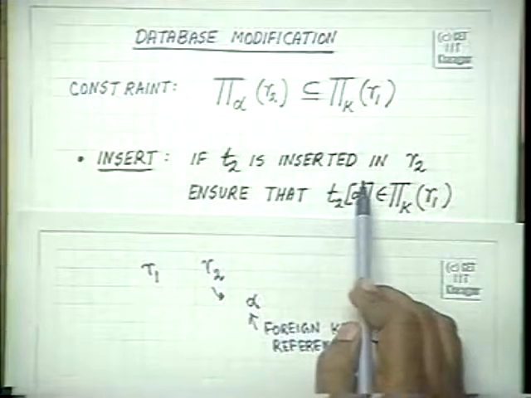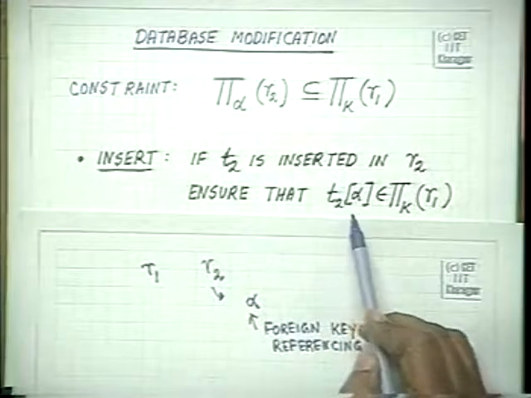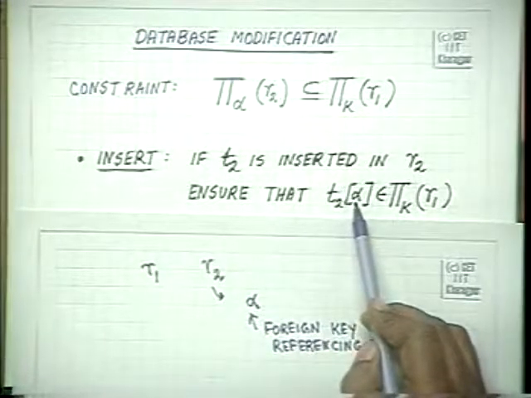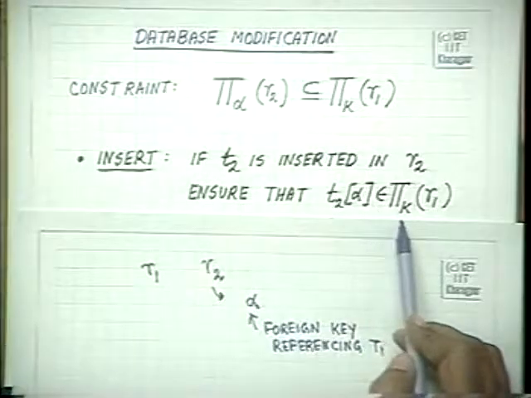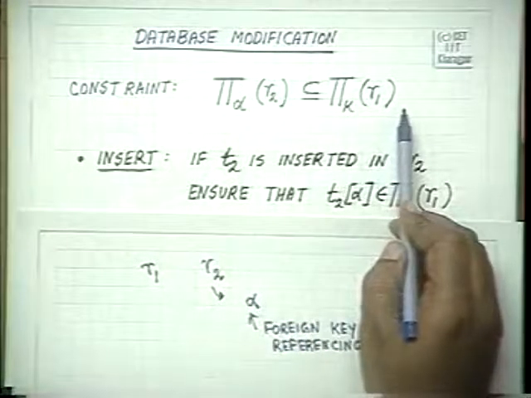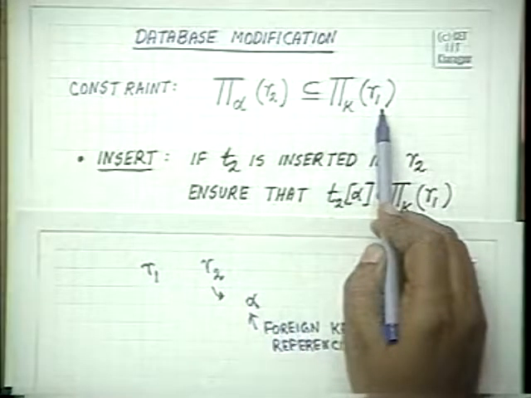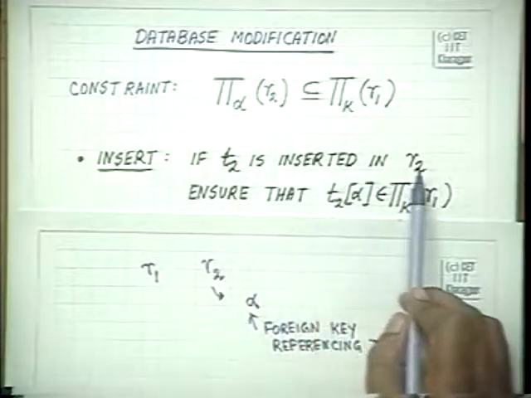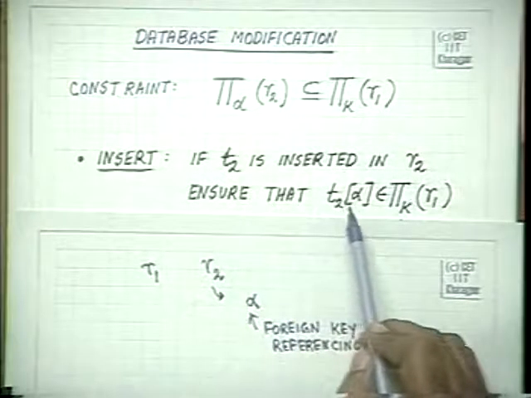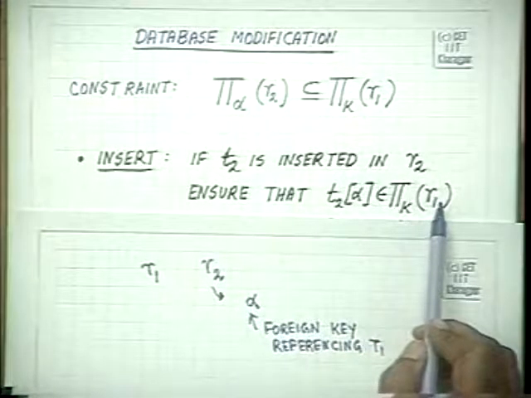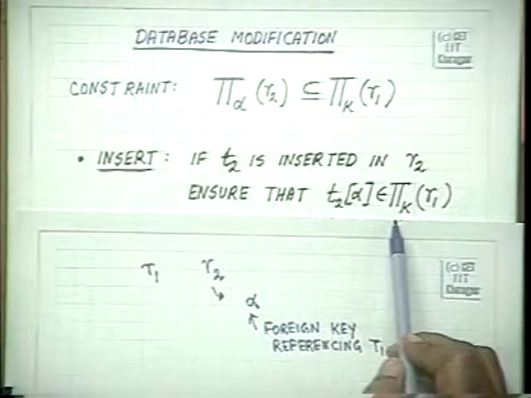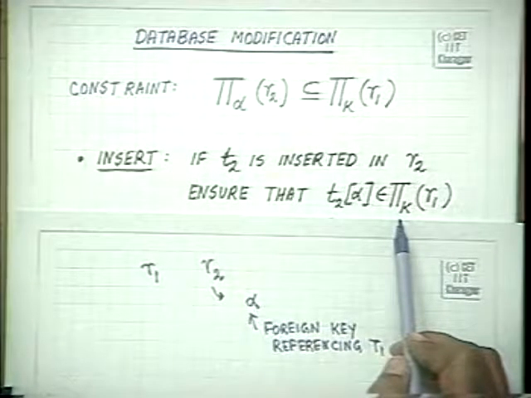That is very simple. Whenever we insert anything here, we check that for that attribute alpha in T2, that attribute must be an element of pi k of R1, because this dependency must hold. This subset dependency must hold means if T2 is inserted in R2, we must ensure that the attribute alpha corresponding to T2 must be an element of R1 with the key attribute taken out. Key attribute is sufficient because that defines uniquely all the attributes.